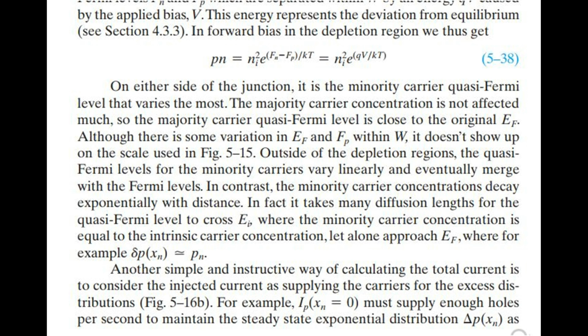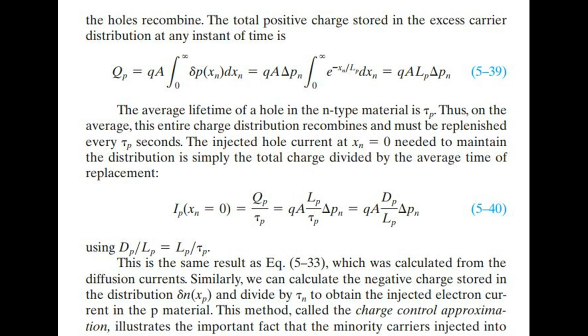For example, Ip(xn = 0) must supply enough holes per second to maintain the steady-state exponential distribution p(xn), as the holes recombine. The total positive charge stored in the excess carrier distribution at any instant of time is given by the equation. The average lifetime of a hole in the n-type material is τp. Thus, on the average, this entire charge distribution recombines and must be replenished every τp seconds.